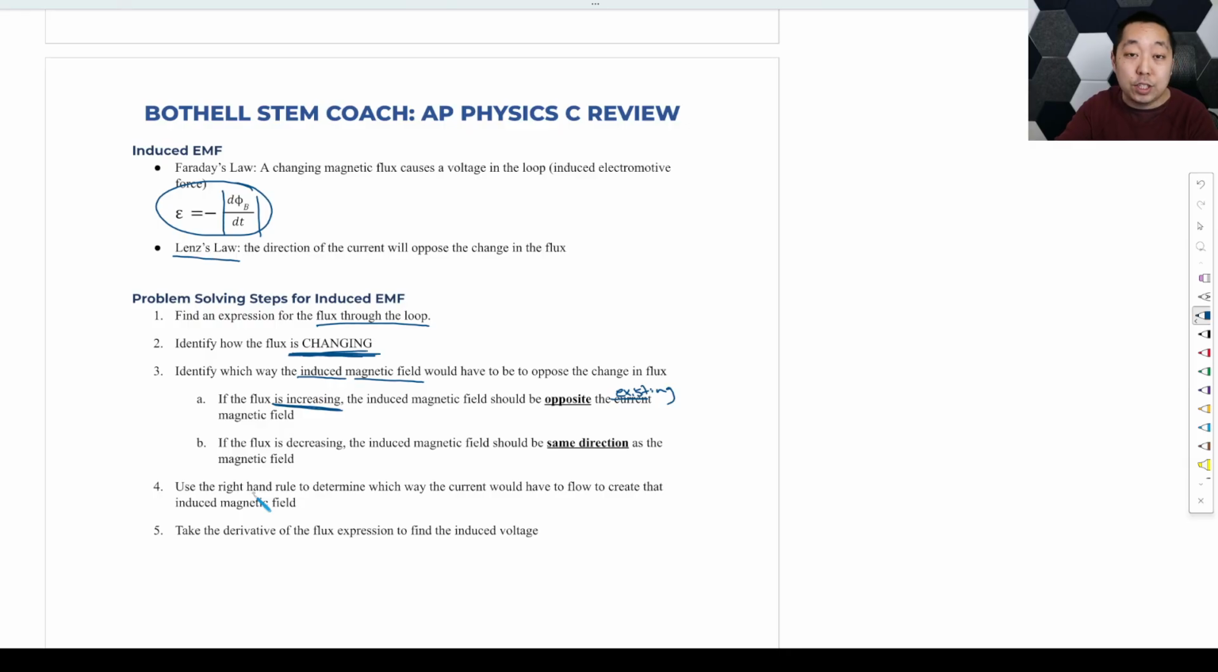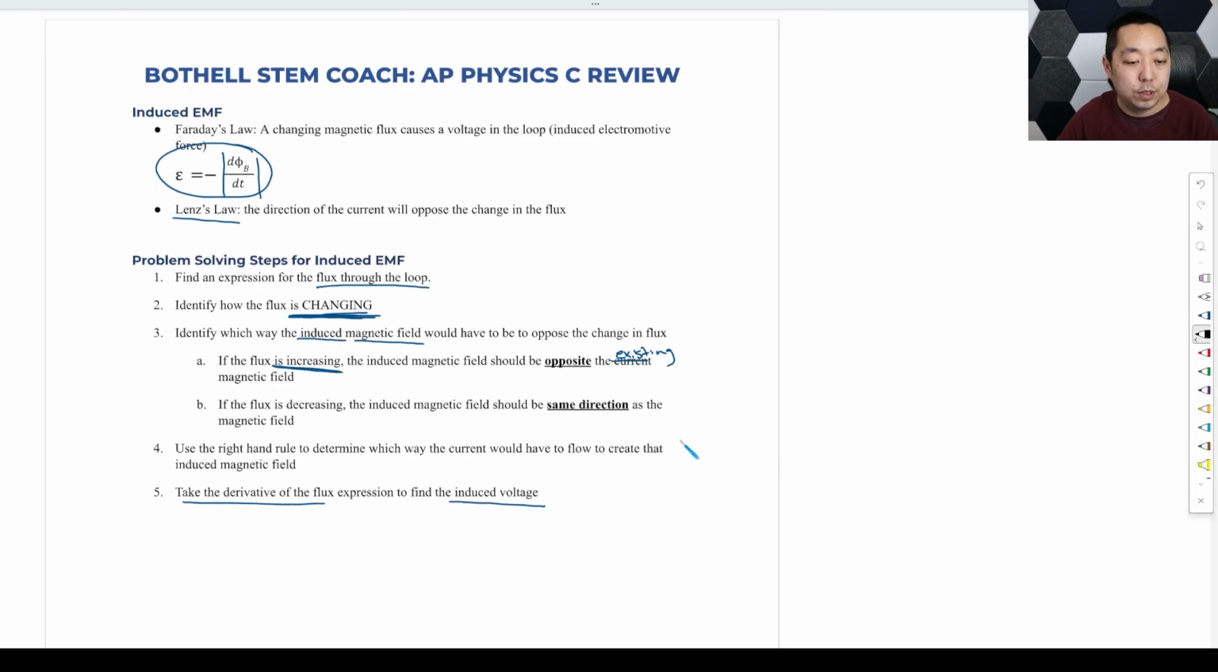Once you know the direction of the magnetic field, you have to think, okay, by our right-hand rule, with the thumb in the direction of the current and our fingers curling, which way the current would have to be to create that induced magnetic field. Because that induced current, induced voltage, all of that we're creating because of the changing flux, will create the induced magnetic field. And once you know the direction of the induced magnetic field, you can know the direction of the current. And then if you want to know the voltage, you will take the derivative of the flux expression. So that's the main idea of how we're breaking down flux problems.